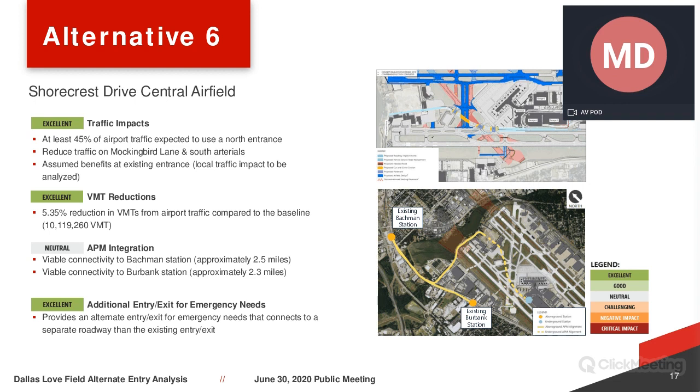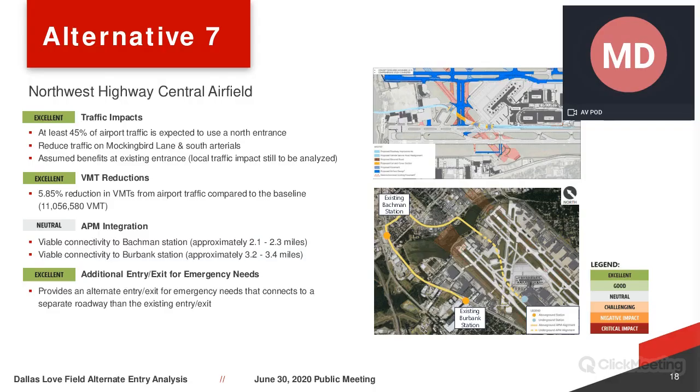I see in the chat a number of folks are pointing out that Shorecrest does have heavy congestion. Likewise, the Webb Chapel Extension Bridge has a lot of congestion as folks try to get over and get onto Northwest Highway. So those are things we're going to have to look at a little more deeply.